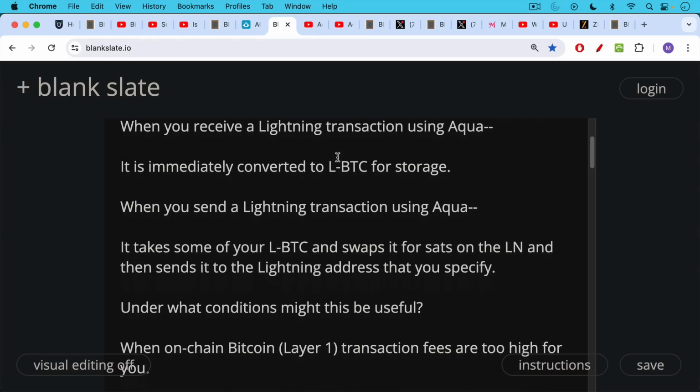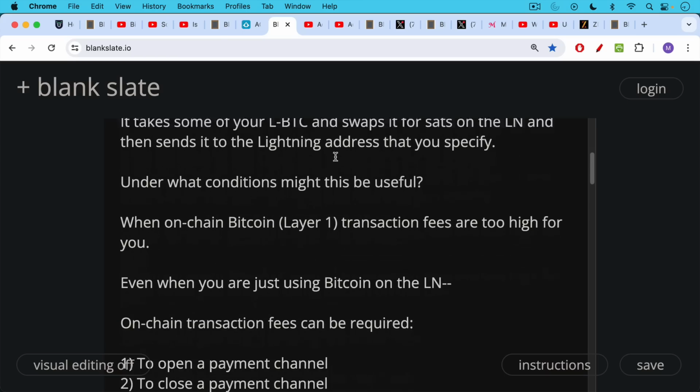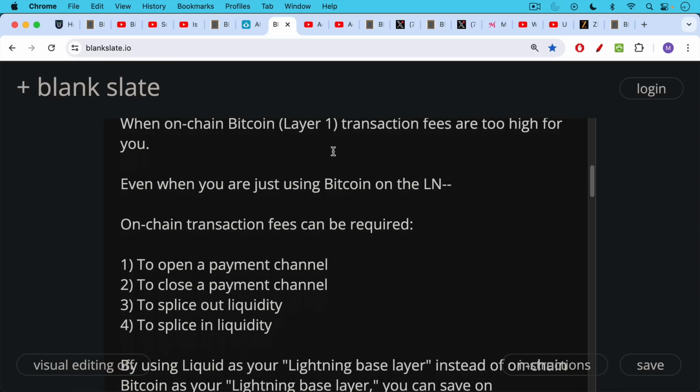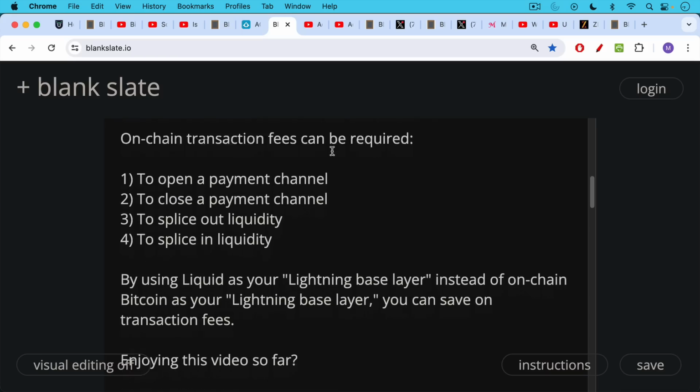Now, under what conditions might this be useful? When on-chain Bitcoin layer 1 transaction fees are too high for you. Even when you're just using Bitcoin on the Lightning network and you're trying to stay on the Lightning network, on-chain transaction fees can frequently be required. If you open up a new payment channel, if you close a payment channel, you're going to have to pay on-chain fees. If you splice out liquidity, or if you splice in, if you add in liquidity to your channel, all of this requires on-chain transaction fees. And by using Liquid as your quote-unquote Lightning base layer, instead of using on-chain Bitcoin as your quote-unquote Lightning base layer, you can definitely save on transaction fees.